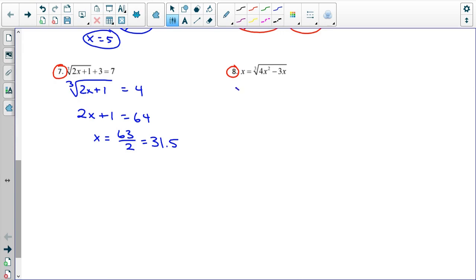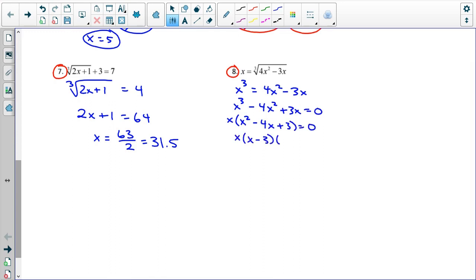So in problem 8, I'm going to cube both sides. X cubed equals 4x squared minus 3x. X cubed minus 4x squared plus 3x equals 0. Greatest common factor is x. I will then continue to factor. And I end up with x equals 0, x equals 3, and x equals 1 as 3 solutions.